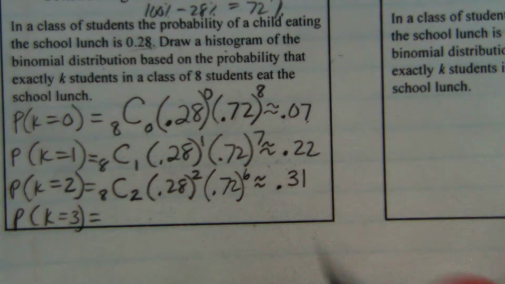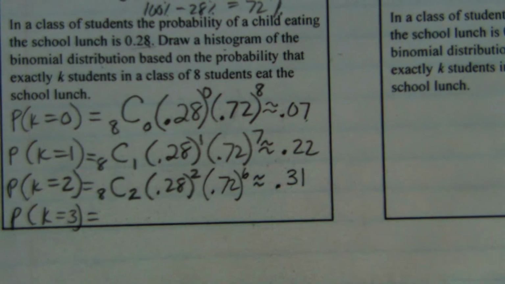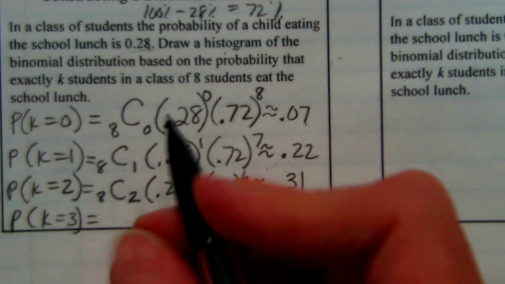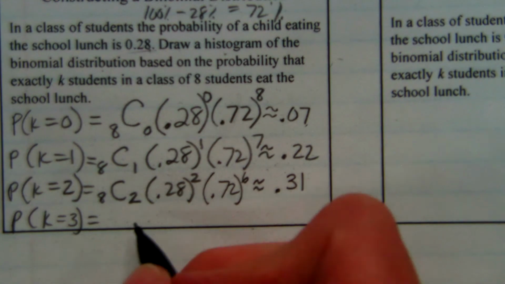So you do it till you get to 8? You do it till you get to 8. So this box and the next box we're going to fill in. Good question. Yes, we're going to do it all the way up to all 8 kids eating, and then we're going to make a little graph.